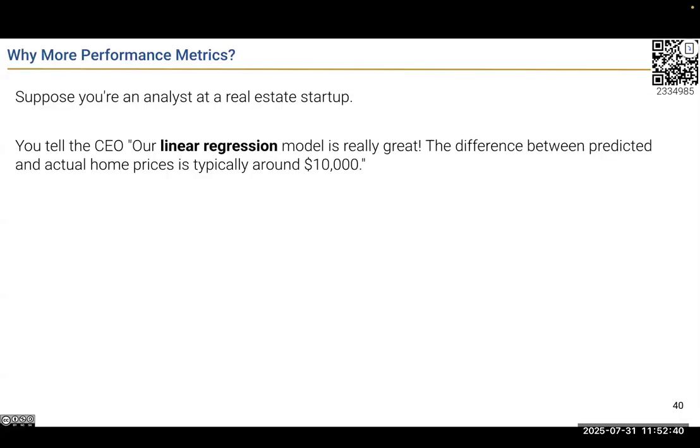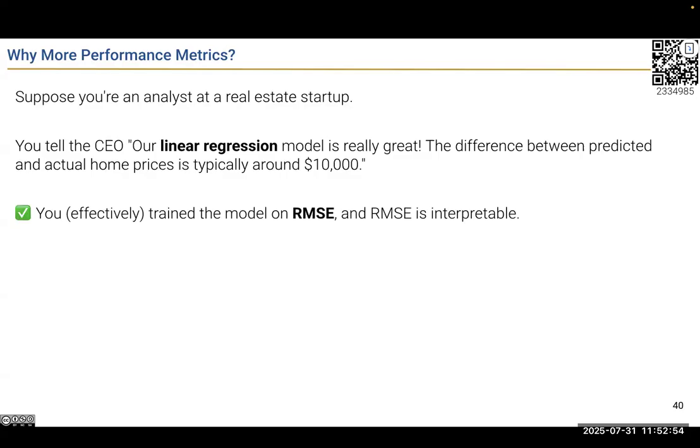You build some linear regression model and tell your CEO, okay, we have a really good linear regression model. The difference between the predicted and the actual home prices is typically around $10,000. This $10,000 is your RMSE. This is the interpretation of the RMSE: on average, how far are you off? The model is trained on the mean square error, so same thing as the RMSE.